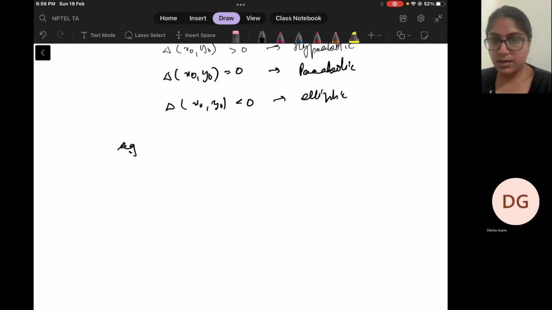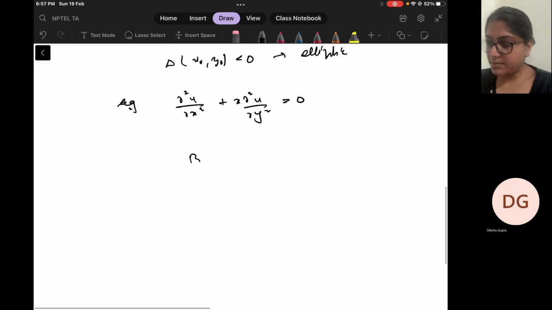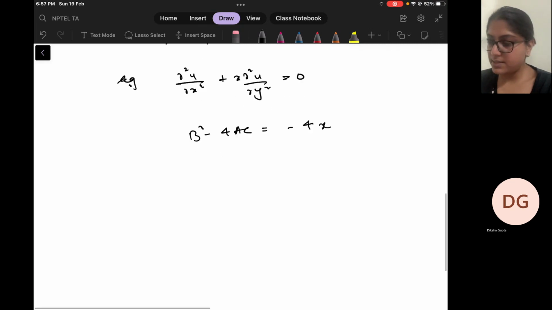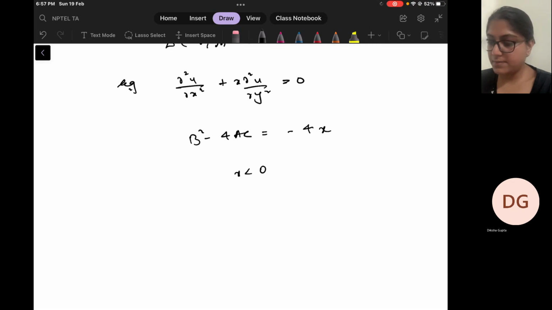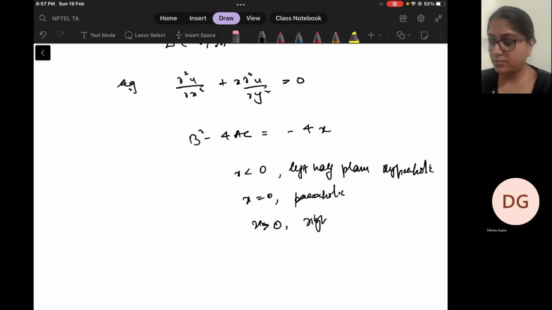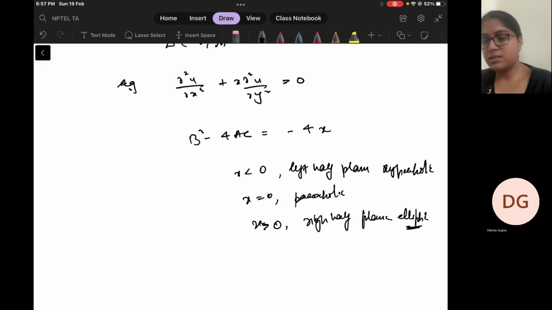One of the examples is the Tricomi equation, del square u by del x square plus x del square u by del y square equals 0. You can see that b square minus 4ac will be b is 0, and this will be minus 4x. So for x less than 0, that is the left half plane, it is hyperbolic. For x equal to 0, it is parabolic, and for x greater than 0, the right half plane, it is elliptic. So a PDE can behave in one way at one point and in another way at some other point.